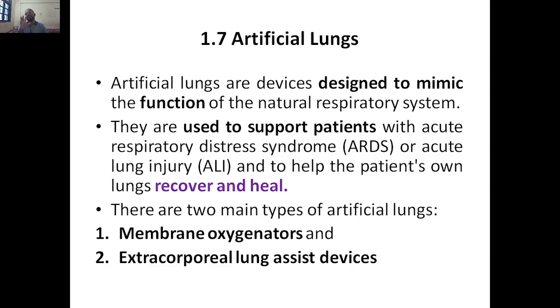Whenever the natural lung is in trouble, if the doctors are treating it and it is recovering, during that time the lung's function has to be carried out, right? So that will be done by artificial lungs. There are two main types. One is the membrane oxygenator, another one is extracorporeal lung assist devices.